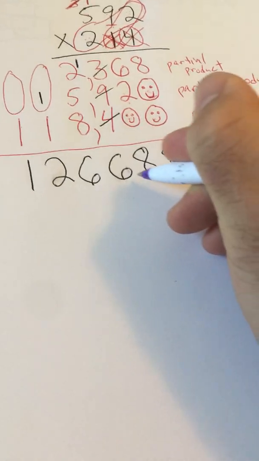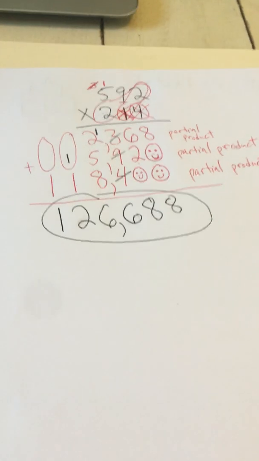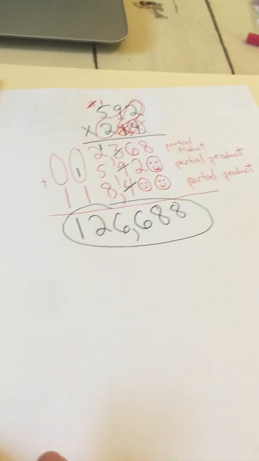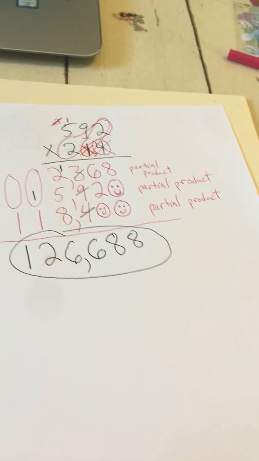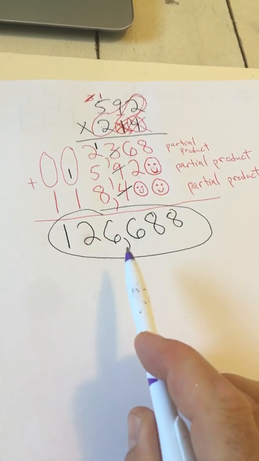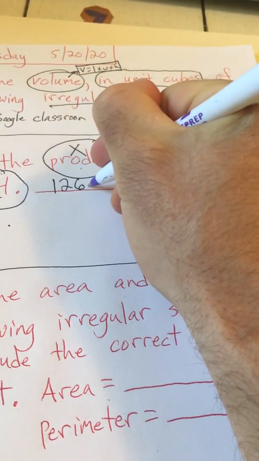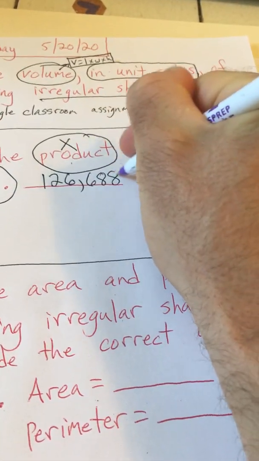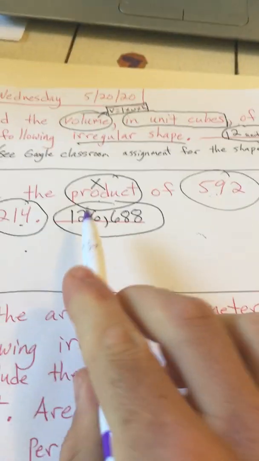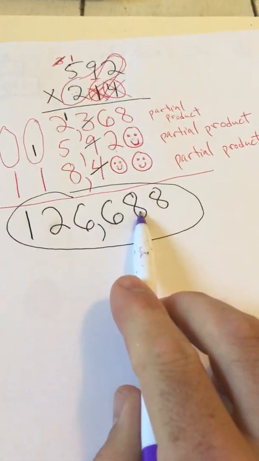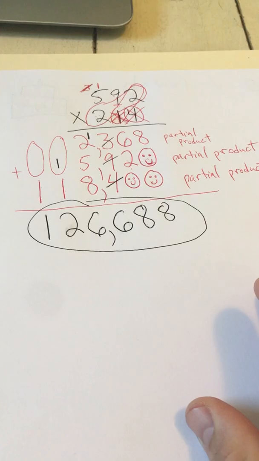We'll go back 3 digits and put our comma. The product, the final answer to this problem, the product of 592 and 214 is 126,688. Check a couple of times that you have the right numbers written down. All right. So that's it.